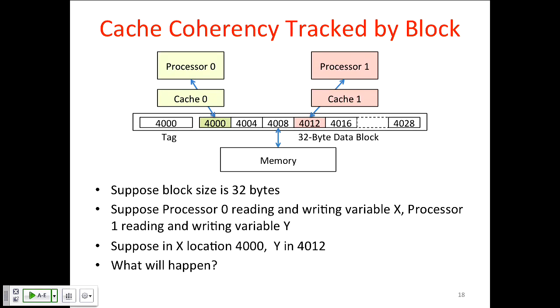So as a programmer, this is really frustrating because you think these are independent variables. You don't think these processes are communicating at all. But it turns out you get a lot of communication traffic in your system. Your system's going to run really slowly.